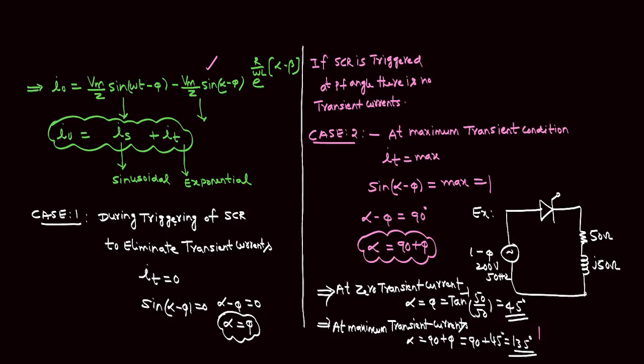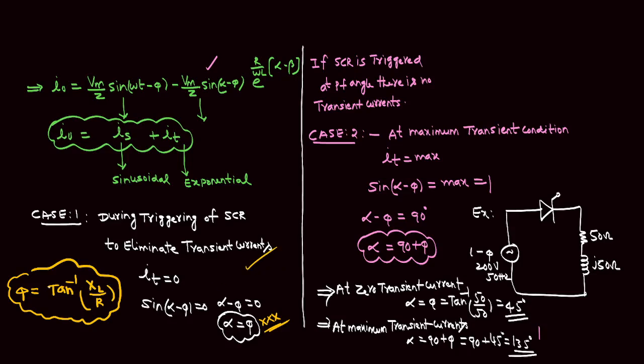Case 1. During triggering of the SCR, to eliminate transient currents, at what firing angle do you have to trigger the thyristor? At alpha equal to phi. What is phi here? Phi is the power factor angle, that is tan inverse of XL by R, where XL is nothing but omega L. If the firing angle equals the power factor angle, there are no transient currents. If the SCR is triggered at the power factor angle, there is no transient current.